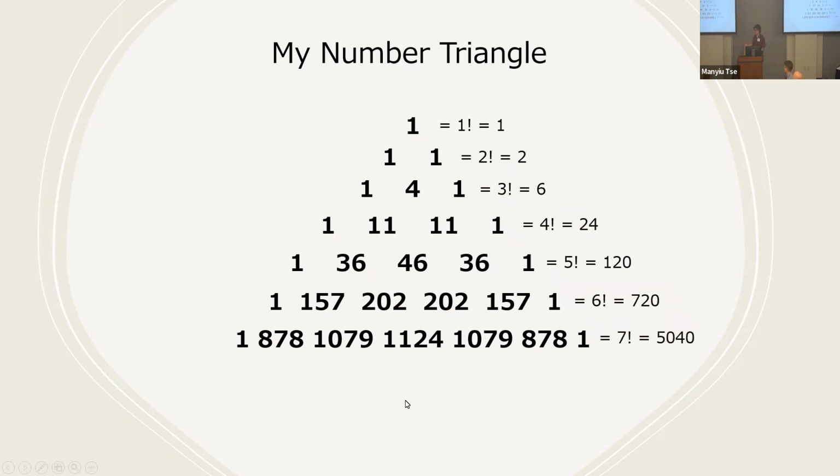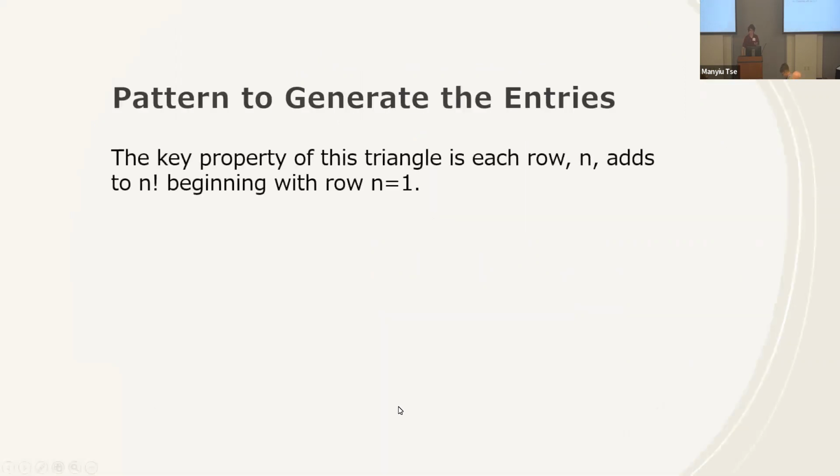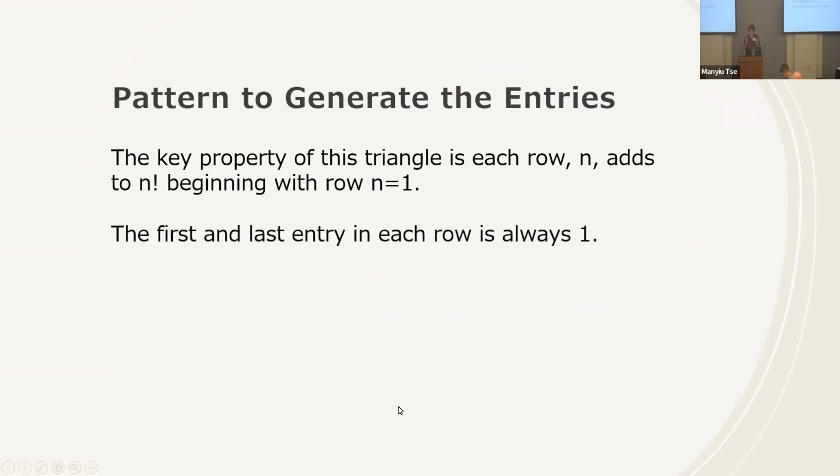Now, it's important to note that I could have just picked any numbers that could add to a factorial number for each row. That doesn't prove anything. There's a pattern that I saw with the other coefficients that came up with a formula to generate these entries, which will be important later. So the pattern that I saw was that the first and last entry were always just a 1. That's just how that is.